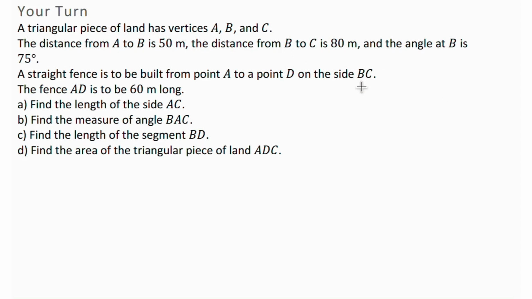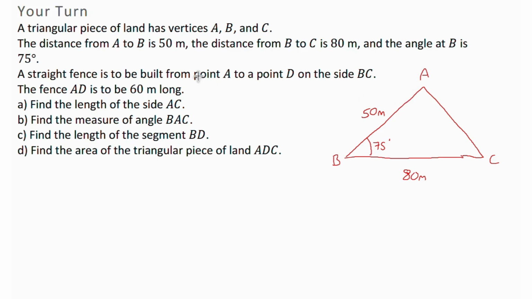A triangular piece of land has vertices A, B, and C. Let's start by sketching this. We've got a triangle. I'm going to label it A, B, C. The distance from A to B is 50 meters. B to C is 80 meters. And the angle at B is 75 degrees.